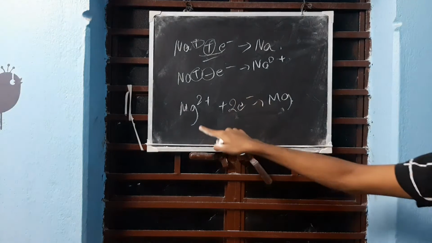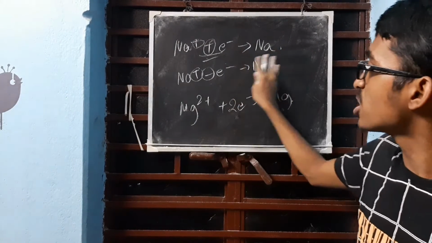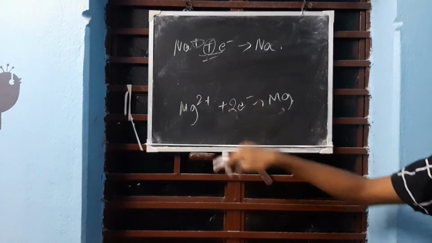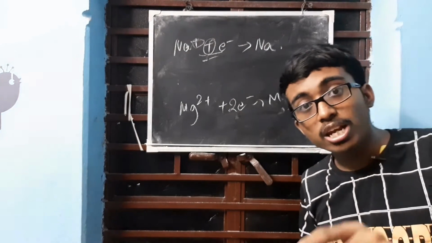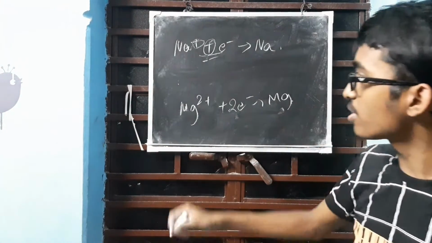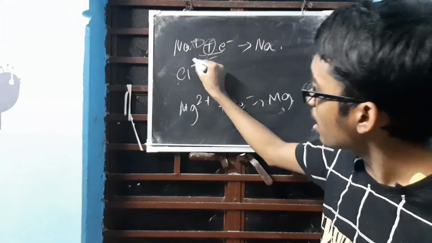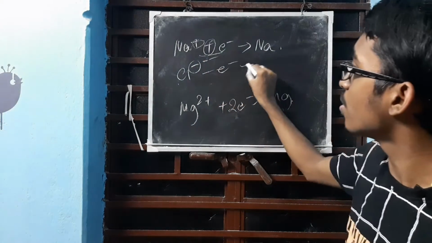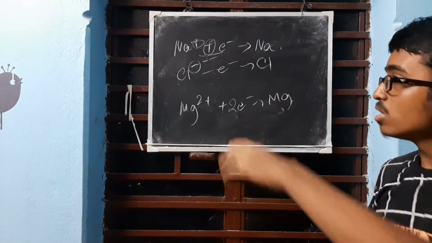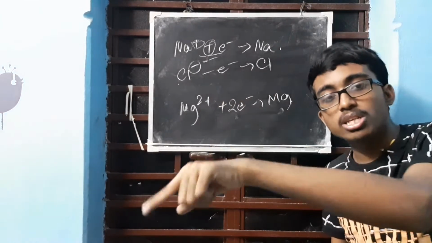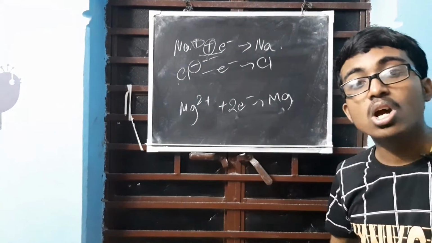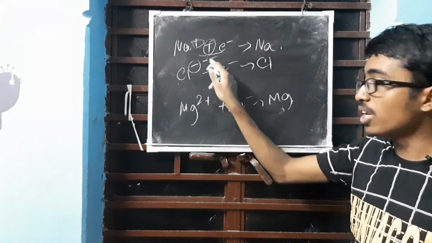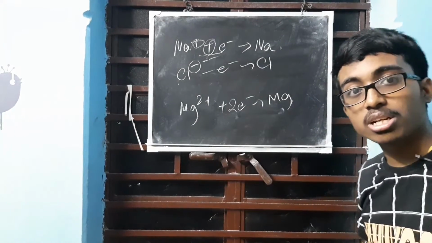Clear? Acha. These are all reductions. This is reduction, this is reduction. Why? Gain of electrons. Gain of electron is reduction. Loss of electron is oxidation. Check. Cl minus charge is there, so minus electron forms Cl. Clear? What happened? Electron was lost, so oxidation happened. Loss of electron, oxidation. Gain of electron, reduction. That is the electronic concept.